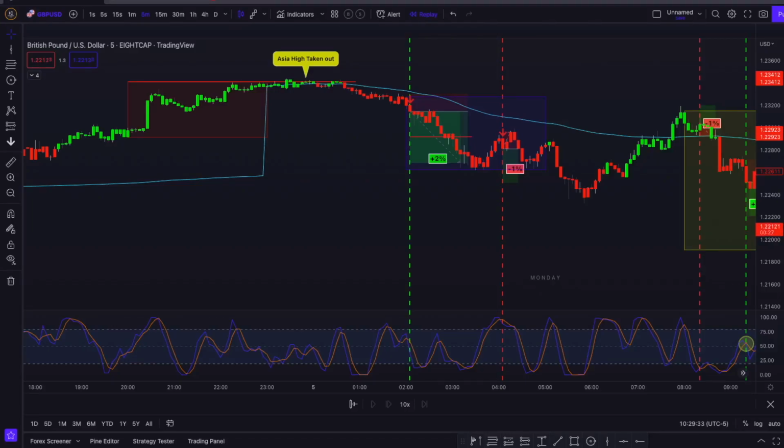In today's video I will be recapping my trades using the Stochastic RSI Scalper Pro trading strategy here on British Pound, US dollar and on US 30. I'd say let's get right into it.